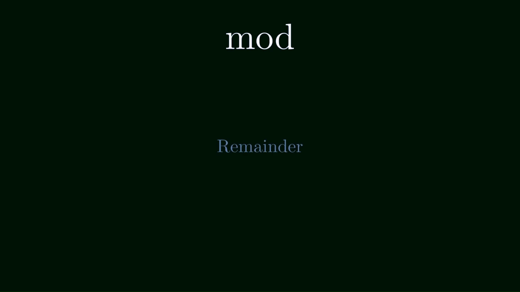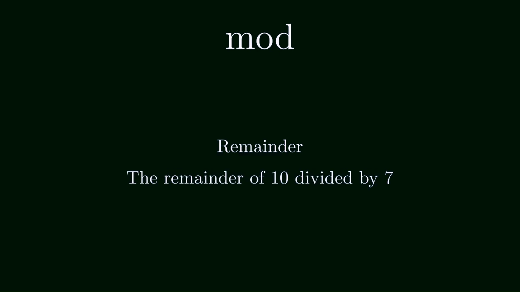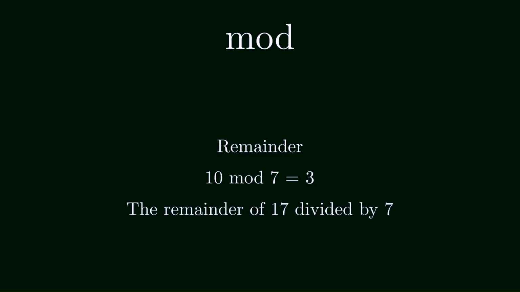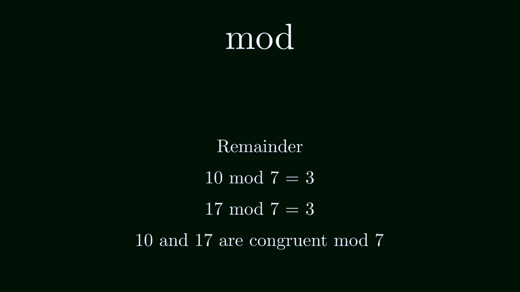Mod is a pretty simple function. It is all about getting the remainder. For example, 10 mod 7 just means what is the remainder of 10 divided by 7? The answer is 3. Different numbers can have similar answers with the mod function. For example, what will be the remainder of 17 divided by 7? Again, the answer is 3. We can say that 10 and 17 are congruent in modulo 7 because they give the same answer.